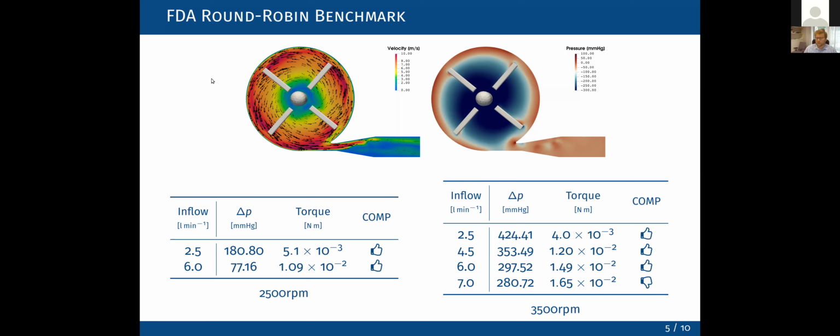We also calculated the pressure differences that were measured by the FDA in experiments with PIV data. For all but one case, we could confirm, or validate, and stay within the confidence interval provided for this data. The last case with 7 liters per minute inflow we were not able to validate. My assumption is that we have too low mesh resolution for that.